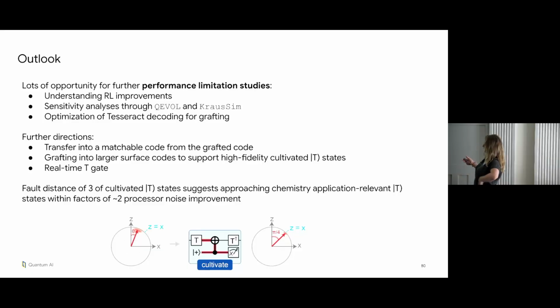And also I just want to point out that, looking towards the future, the cultivation circuit is a fault distance of 3. So if you took the noise strength that we see in our processors now, and you run a simulation, and you see the 10 to the minus 4 state errors that we see in experiment, then you get close to 10 to the minus 5 state errors. And for chemistry, maybe we only need something like 10 to the minus 6 state errors. So we're actually surprisingly approaching this regime, even with just a factor of 2 noise processor improvement. So cultivation is really a powerful tool here to approach specific application relevant T states in maybe the not too distant future.